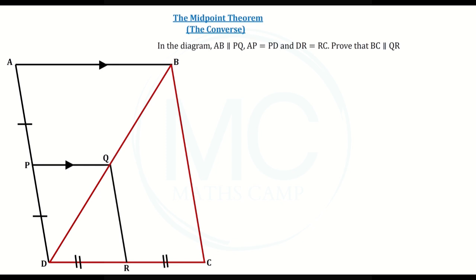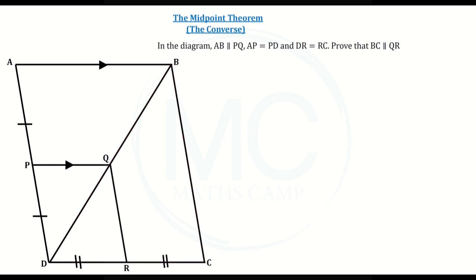According to the midpoint theorem, in order to prove that BC is parallel to QR, we need to show that Q is the midpoint of side DB and R is the midpoint of side DC. The diagram shows us that R is the midpoint of DC because of these two lines over here and over here. But we don't know if Q is the midpoint of DB, so we need to find this first. Let's make our diagram black again.